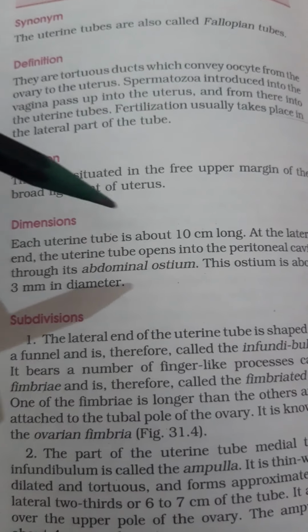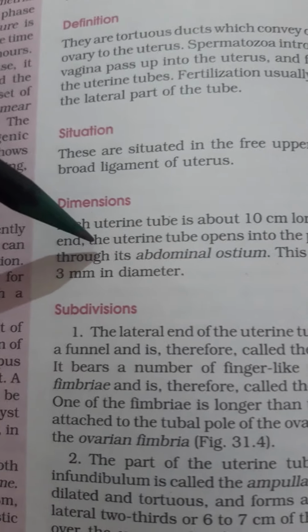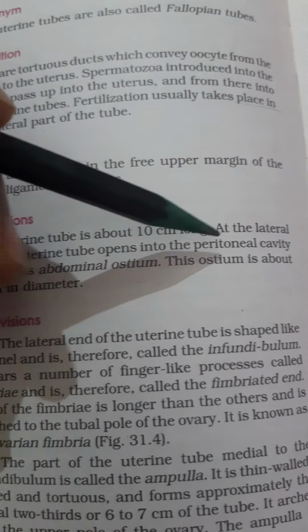Dimensions: each uterine tube is 10 centimeters long. At the lateral end, the uterine tubes open into the peritoneal cavity through its abdominal ostium. So each uterine tube is 10 centimeters long and the ostium is about 3 millimeter in diameter. Then the subdivisions, how the uterine tube is subdivided.